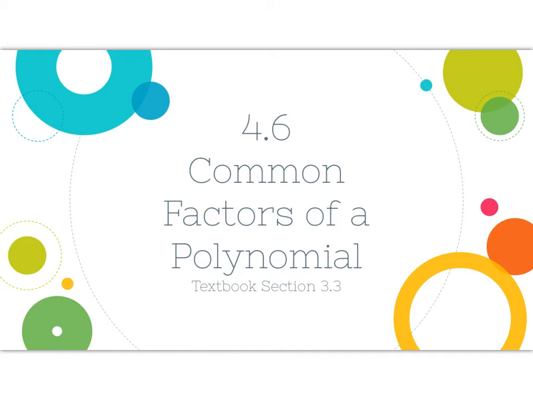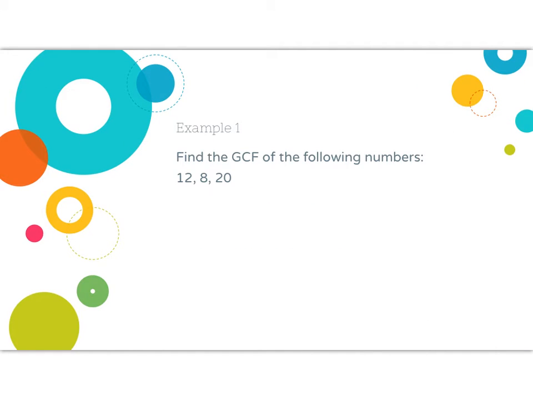Looking at common factors of a polynomial. This is textbook section 3.3. So looking back, we can find the greatest common factor of numerical terms by factoring them out.